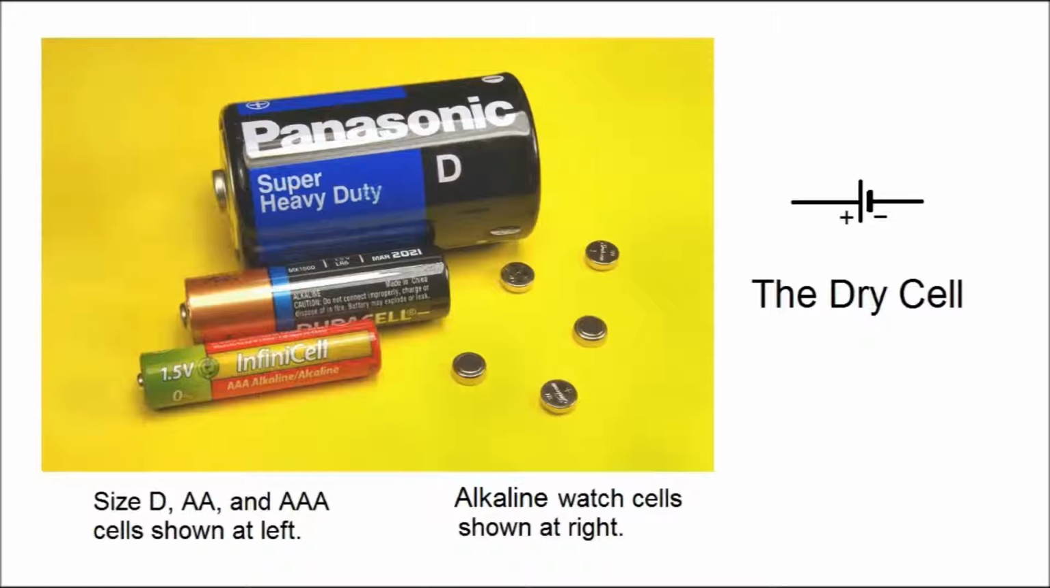All of the cells shown here have a voltage of 1.5 volts when new. The little button cells on the right are alkaline cells made for watches. In the past, these contained mercury, but for environmental reasons, mercury is no longer used in them, or the amount used has been greatly reduced. Note that the positive side of the symbol is the longer line, so it is easy to remember the polarity when looking at a schematic diagram.